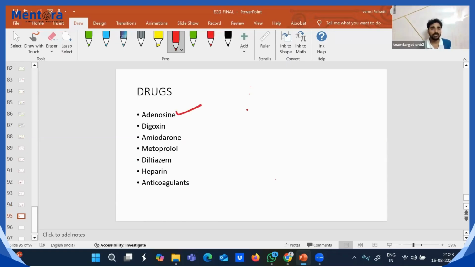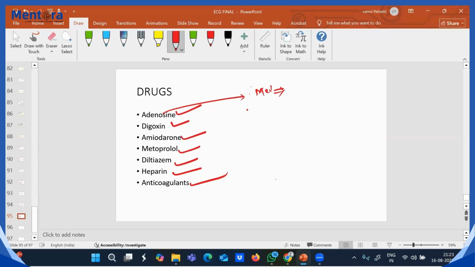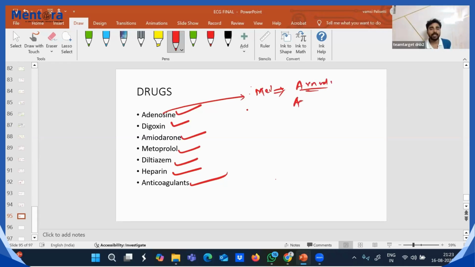Very important: adenosine, digoxin, amiodarone, metoprolol, diltiazem, heparin, anticoagulants. Please don't miss. What are the drugs? At least the mechanism. What is the mechanism of adenosine? Adenosine is an AV node blocker. Why? In the AV node there is an adenosine receptor, and that adenosine receptor is Gi inhibitory. That is why it's an AV node blocker.